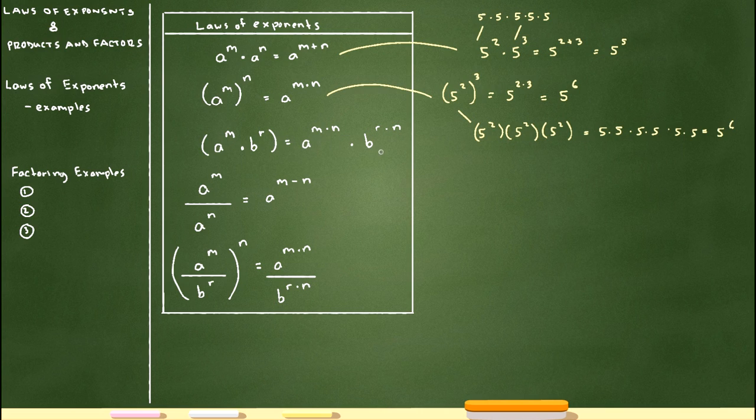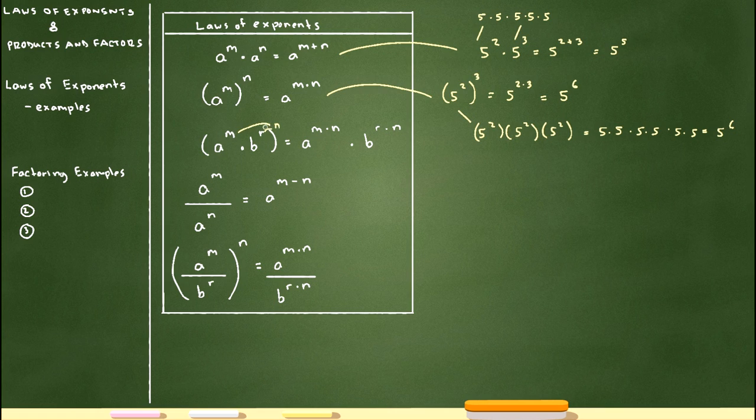Now the next rule here is the power of a product. It's basically just an extension of the power to a power rule. If you have the product of two numbers inside of parentheses, here I have a to the m times b to the r, and that's all raised to the nth power, then you could go ahead and essentially distribute this n to the m, so we get a to the m times n, and you could distribute it to the r to get b to the r times n.